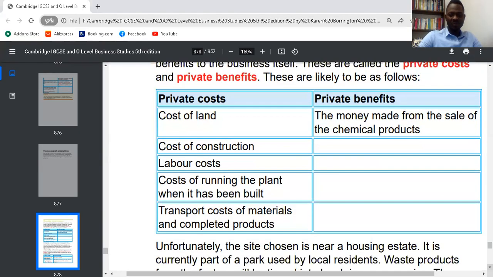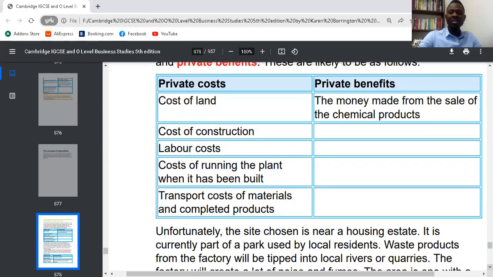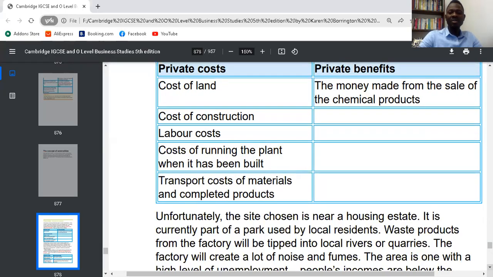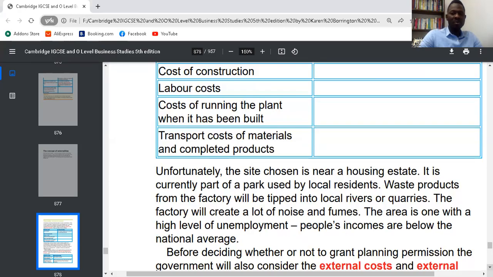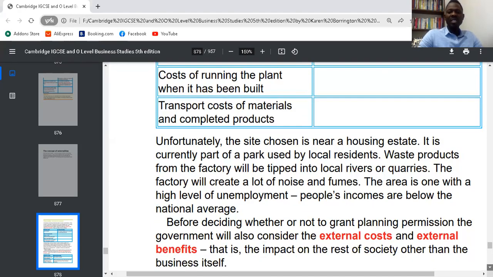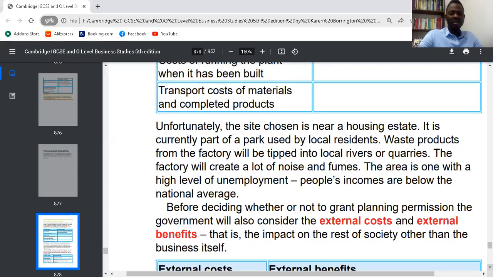For the private benefits, the money made from the sales of the chemical products. Unfortunately, the site chosen is near a housing estate. It is currently part of a park used by local residents. Waste products from the factory will be tipped into local rivers or quarries. The factory will create a lot of noise and fumes. The area is one with a high level of unemployment. People's incomes are below the national average. Before deciding whether or not to grant planning permission, the government will also consider the external cost and external benefit, that is, the impact on the rest of society other than the benefits to the business itself.